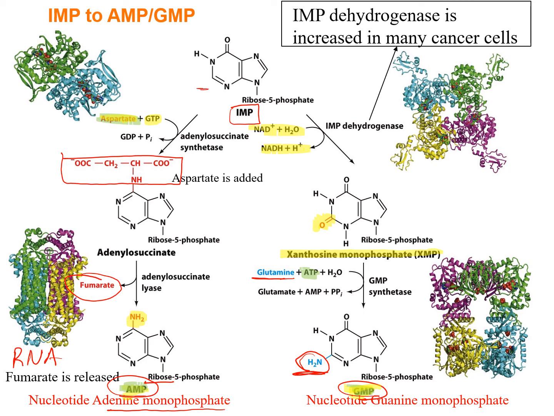So notice the cross-regulation, notice the interdependency. Once again, to make AMP, you need the energy in the form of GTP. Once again, to make GMP, you need energy in the form of ATP. So these pathways are mutually dependent upon one another.